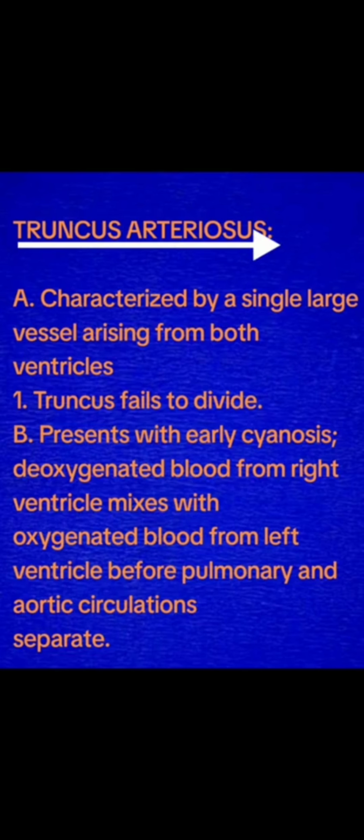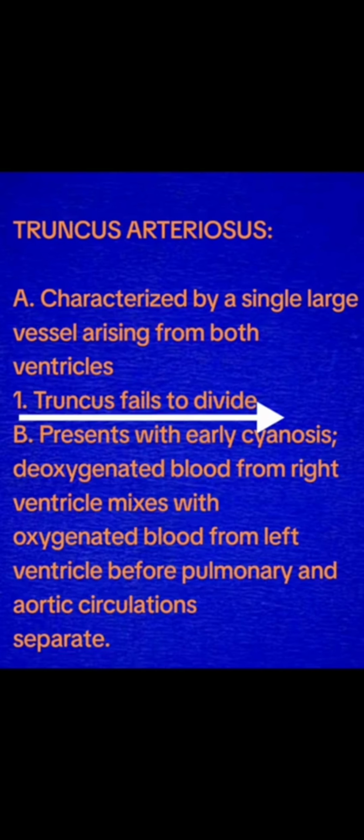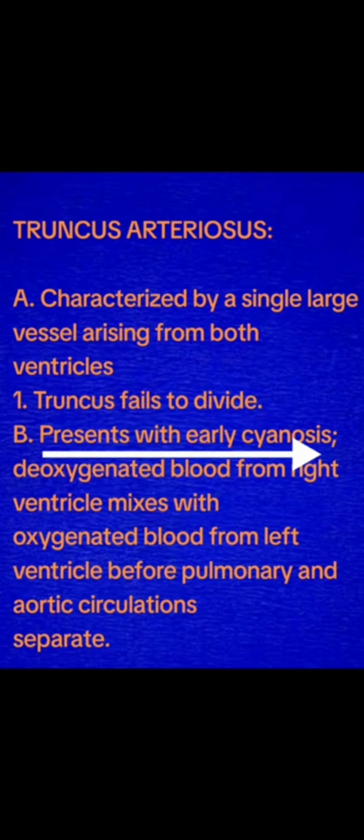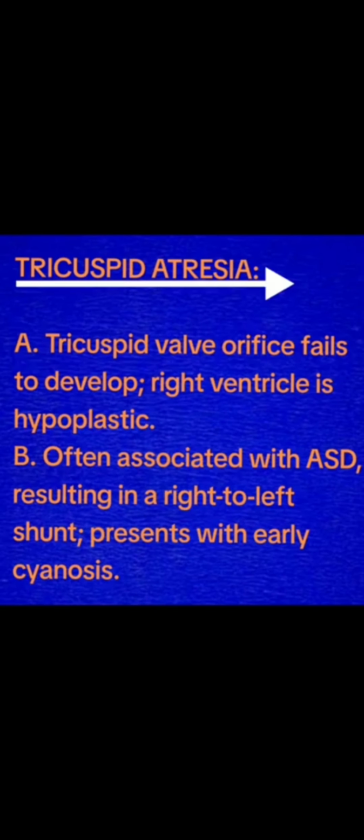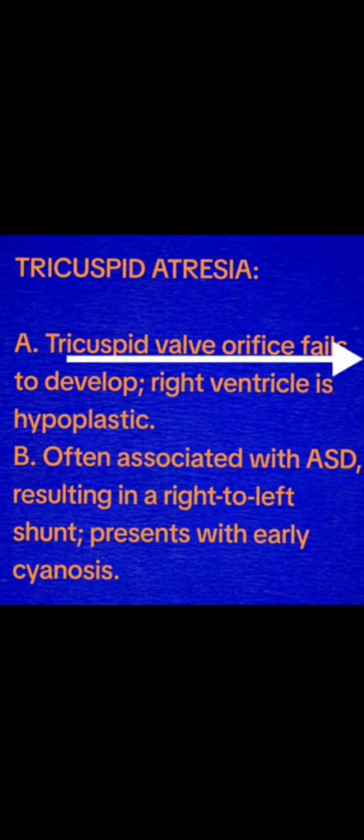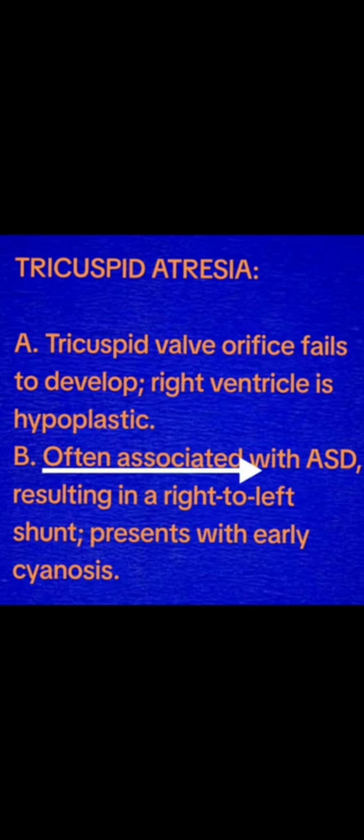Truncus arteriosus. Truncus arteriosus is characterized by a single large vessel arising from both ventricles. Truncus failed to divide. Present with early cyanosis, deoxygenated blood from right ventricle mixed with oxygenated blood from left ventricle before pulmonary and aortic circulation separate. Tricuspid atresia. In tricuspid atresia, tricuspid valve orifice fail to develop. Right ventricle is hypoplastic, often associated with atrial septal defect, resulting in a right to left shunt, present with early cyanosis.